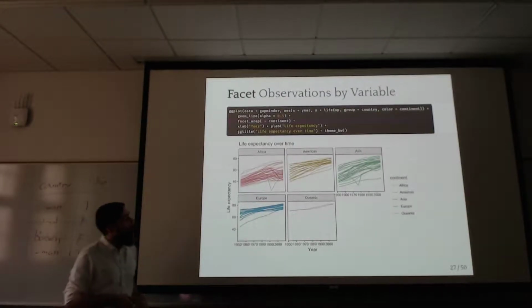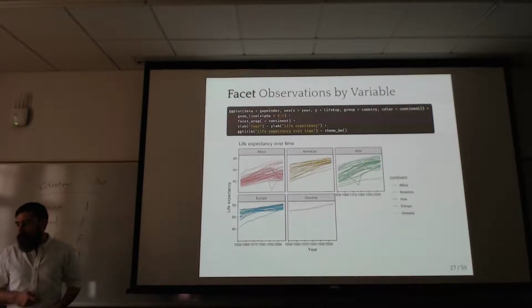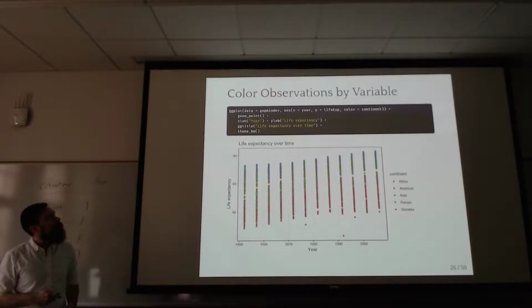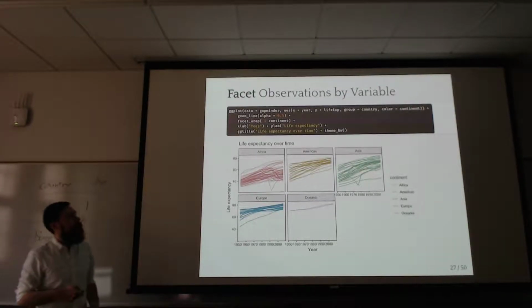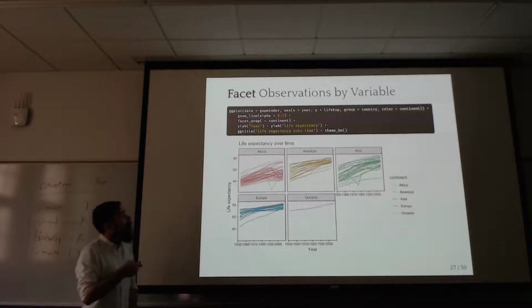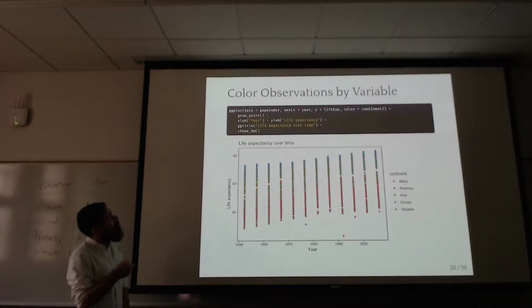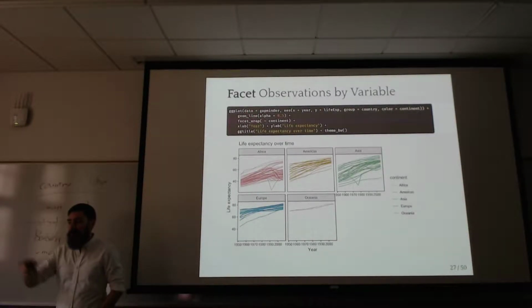Maybe you want to facet observations by a variable. So if you look here, the first line is exactly the same again. Well, I think I added a grouping variable. So it's exactly the same except I added group equals country. And then instead of geom_point, I have geom_line. So instead of drawing a scatter plot, I'm going to draw a line plot.